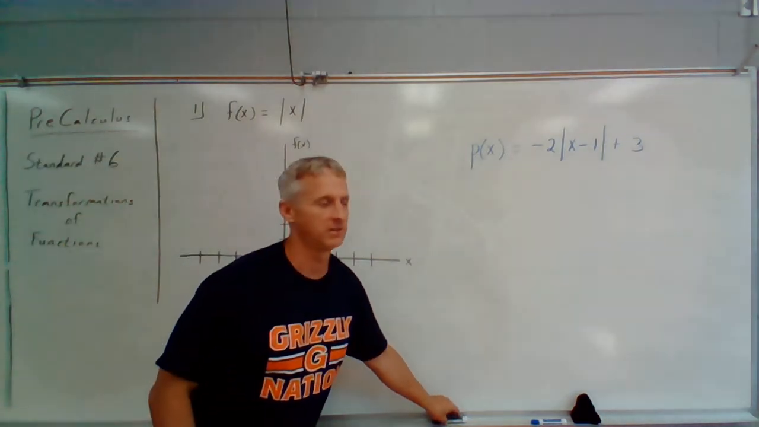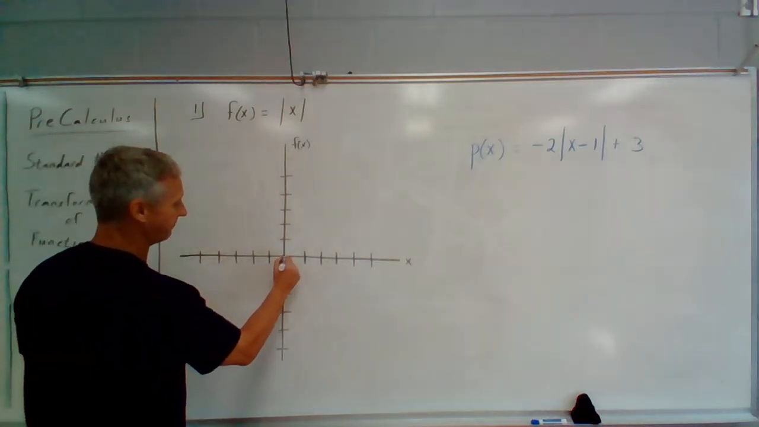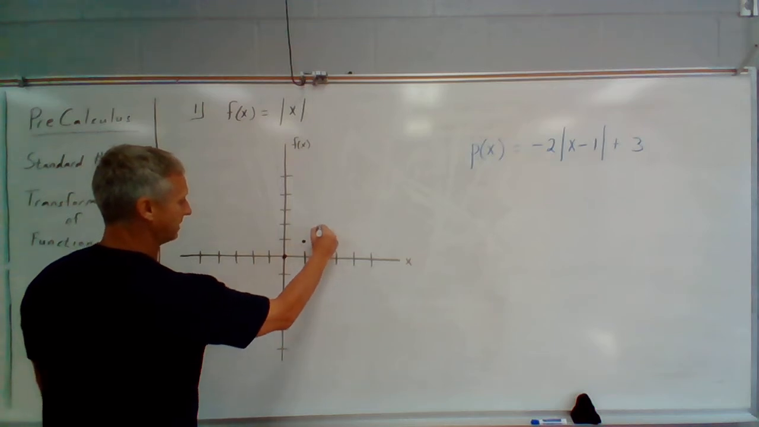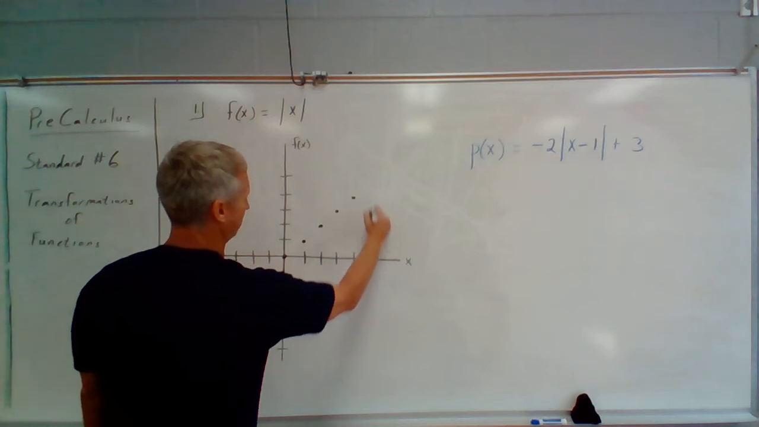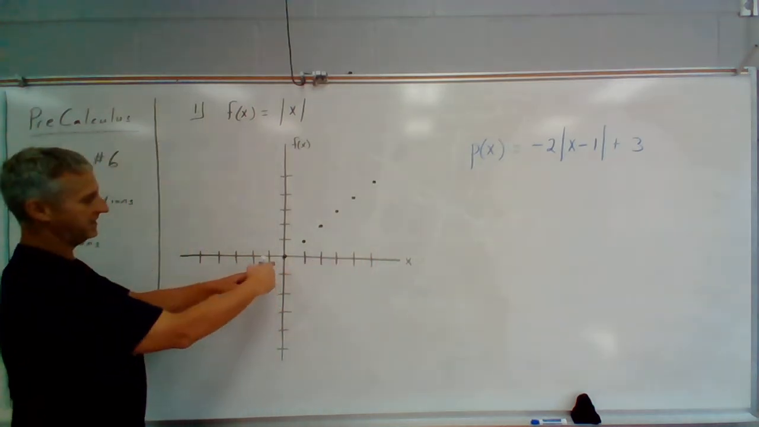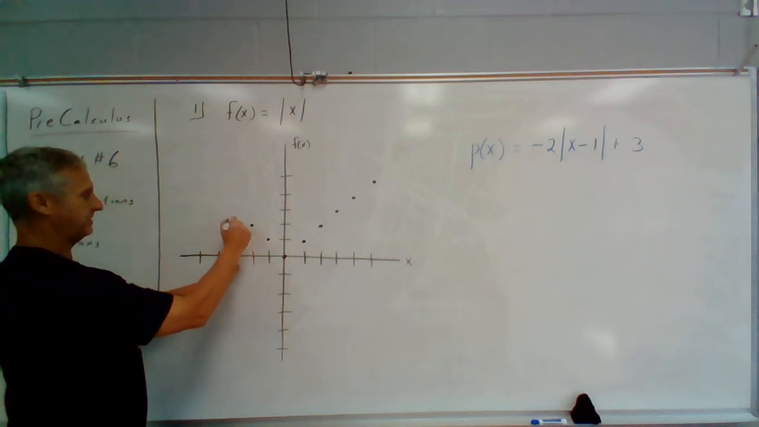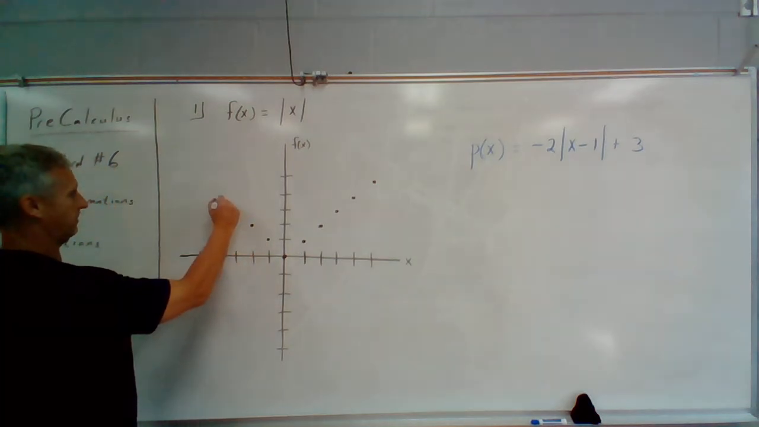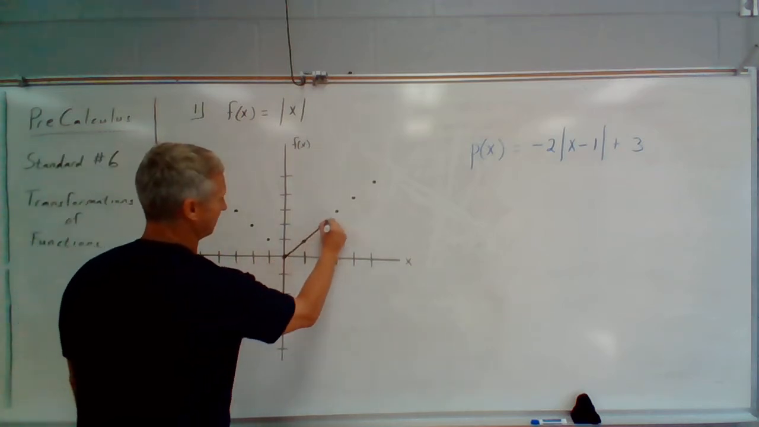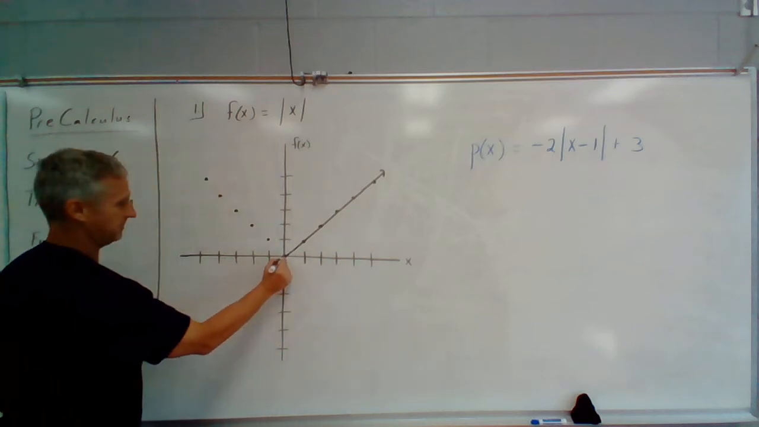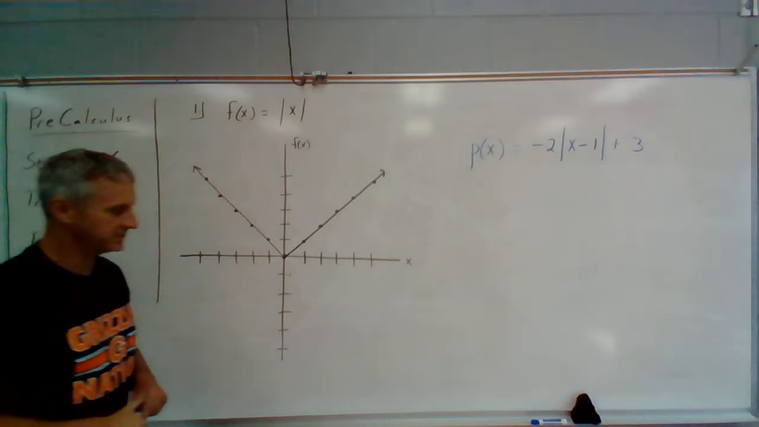Okay, so let's make a graph of absolute value of x. If I plug in 0, I get 0. If I plug in 1, I get 1. 2, I get 2. 3, I get 3. 4, I get 4. 5, I get 5. If I plug in -1, absolute value of -1 is 1. -2, I get 2. -3, 3, -4, 4, -5, I get 5. So my graph looks like this. A nice V shape.